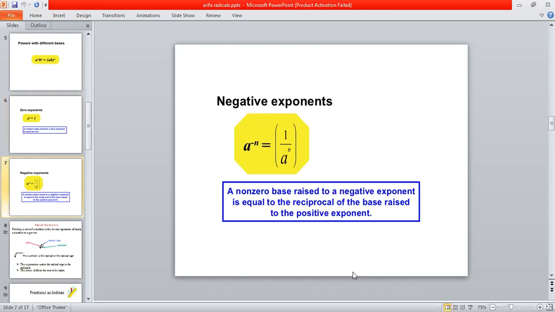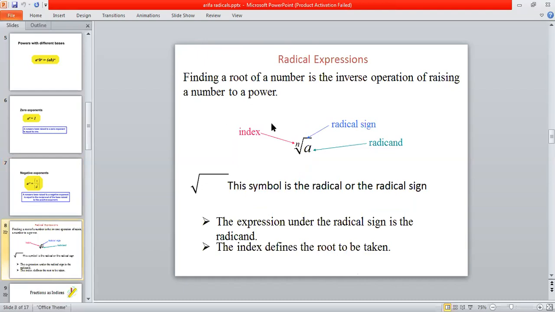Negative exponent. a to the power minus n equals 1 over a to the power n. Here the base is a and minus n is the negative exponent. So first we convert into a positive exponent by taking the reciprocal of the base. Here the base a is in the numerator; by taking the reciprocal of the base, it will be in the denominator with a positive exponent. Above we discussed the laws of indices.